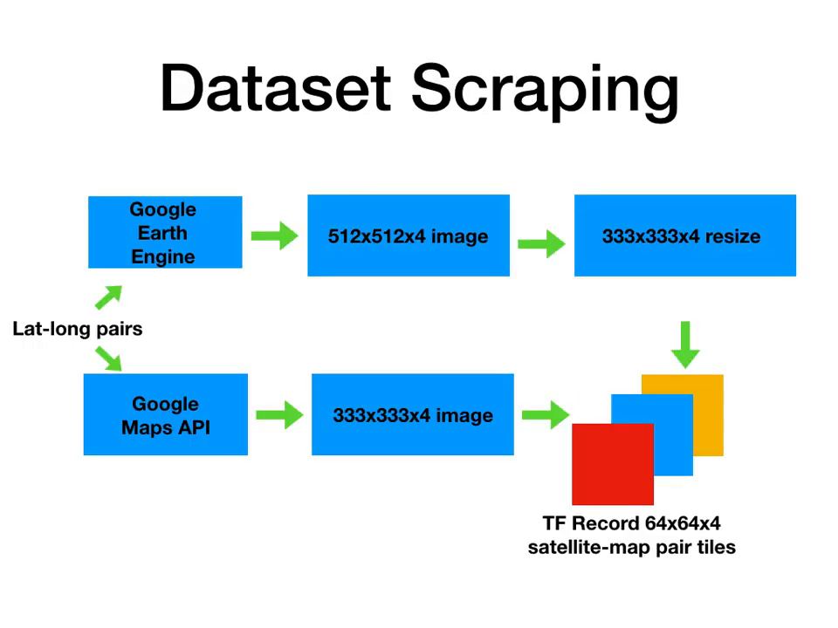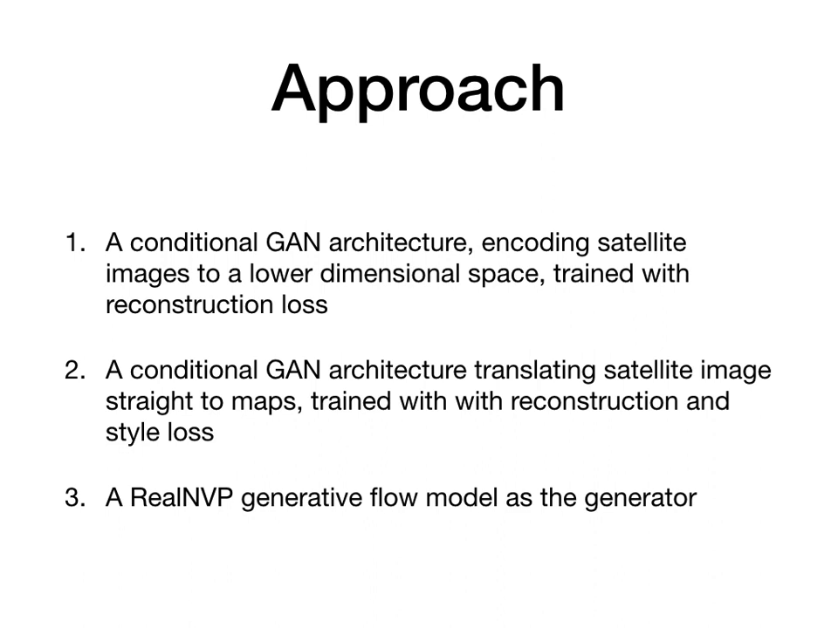We created a pipeline for generating our dataset. We query Google Earth Engine for satellite images and Google Maps for map images. The images are from corresponding lat-long pairs but come in different pixel meter resolutions, so we transform them to be the corresponding scales. We made a thorough survey of the task and tried 3 different models.